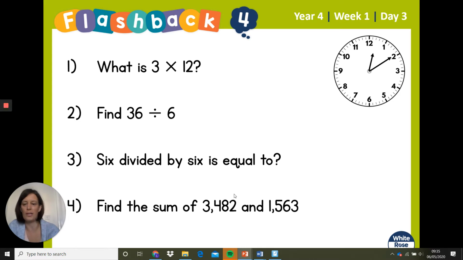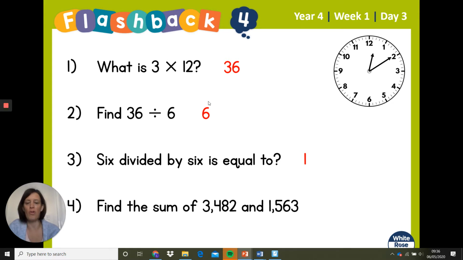Okay, let's have a look at the answers. What is 3 multiplied by 12? 3 12s are 36. Number 2, find 36 divided by 6. So how many times can you count in sixes to get to 36? The answer is 6, because 6 sixes are 36. Number 3, 6 divided by 6 is equal to, well, if you think about it, if you had 6 pencils and you divided them by 6 children, they would each get 1 pencil. 6 divided by 6 is equal to 1.